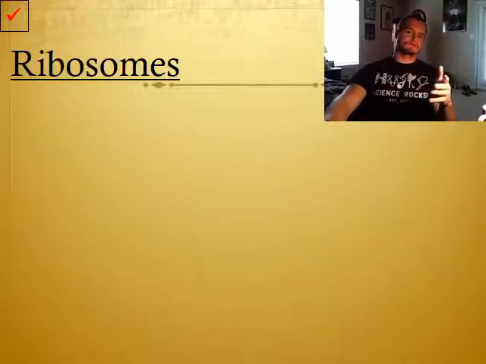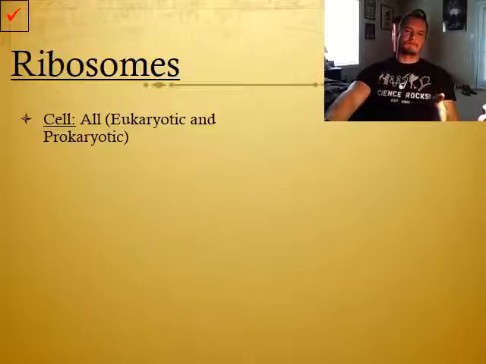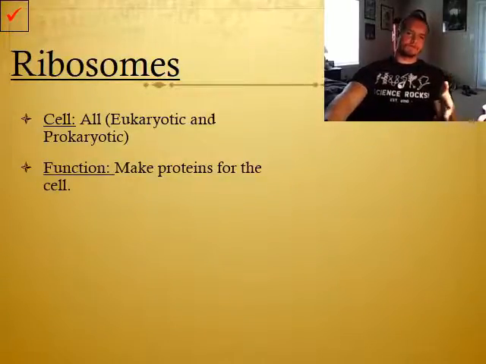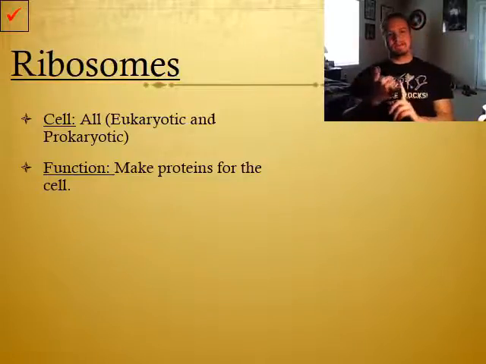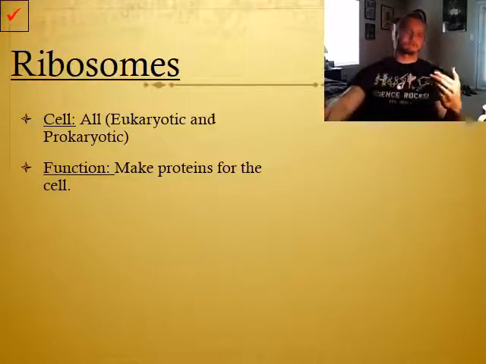Speaking of ribosomes, ribosomes are also found in all cells, both prokaryotic and eukaryotic. Their function is they make proteins for the cell. Proteins are pivotal for any living thing. They need proteins, because remember, proteins can be things that go ahead and help build the body up, regulate functions inside the body, and also trigger responses.